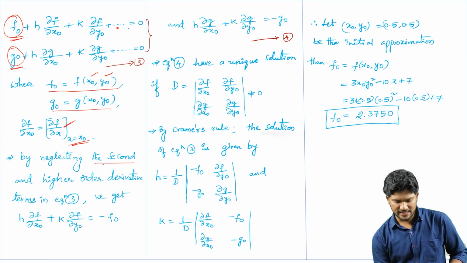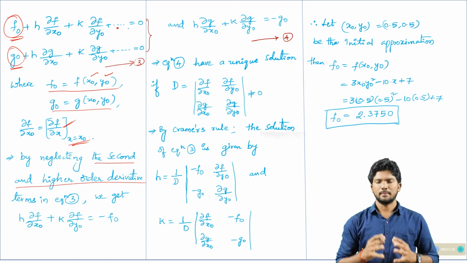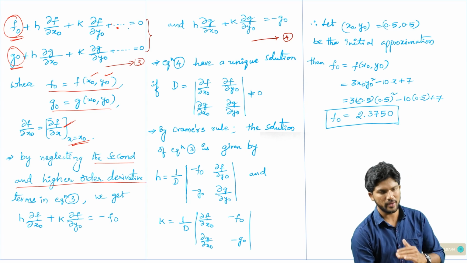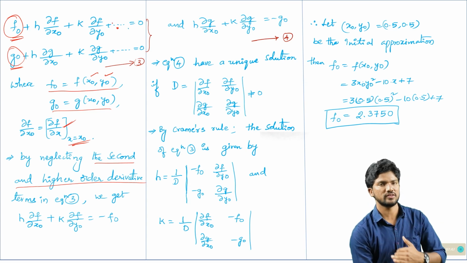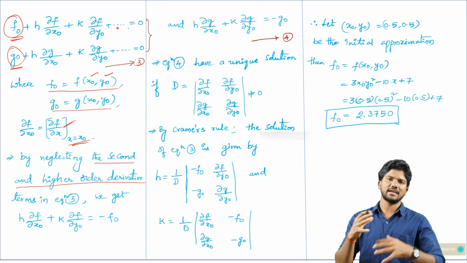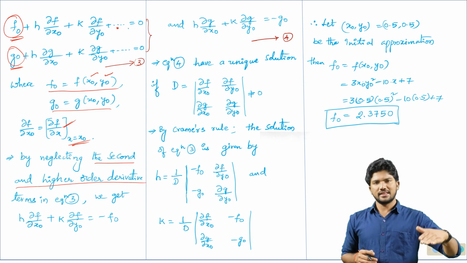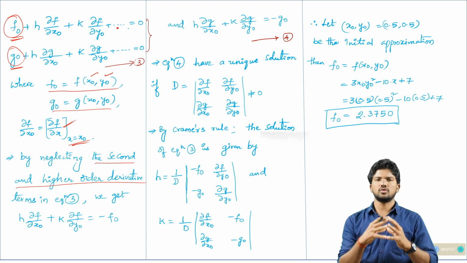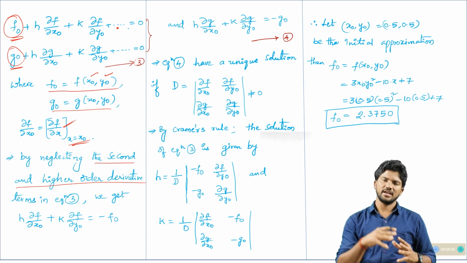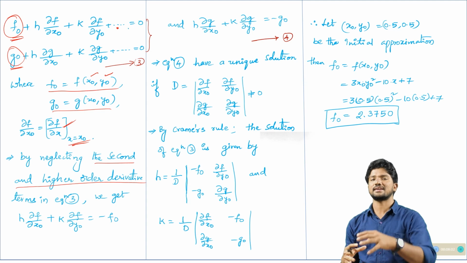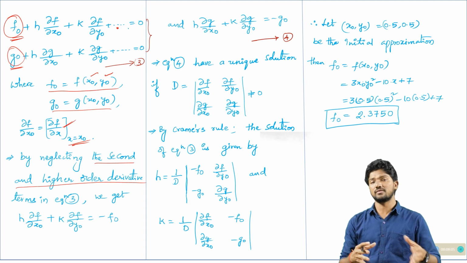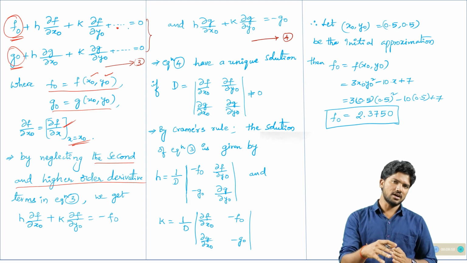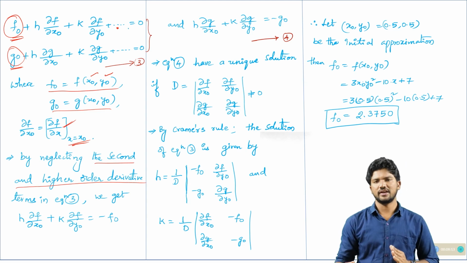Now, by neglecting the second and higher order derivative terms, second means after dou f by dou y naught you will get dou square f by dou x naught square. So therefore, by neglecting the second order, why? Because the given equations are second degree equations only. If you do the derivative for a second degree equation, at the second derivative only you will get a constant. At the third derivative you will get 0. So that's why we can neglect or ignore the higher order derivatives greater than 2.